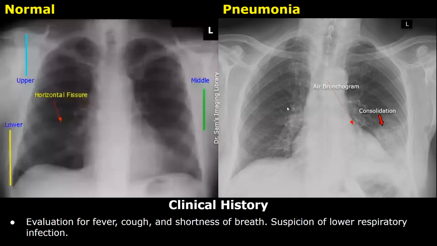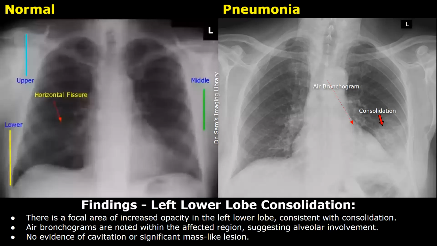Here is our first example. This is our first report, starting with the clinical history: evaluation for fever, cough and shortness of breath, suspicion of lower respiratory infection. After the clinical history, we will write the findings, the X-ray findings. These are the findings for this image.